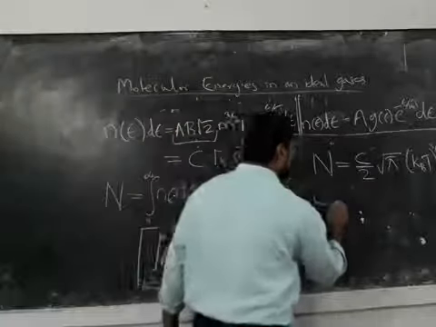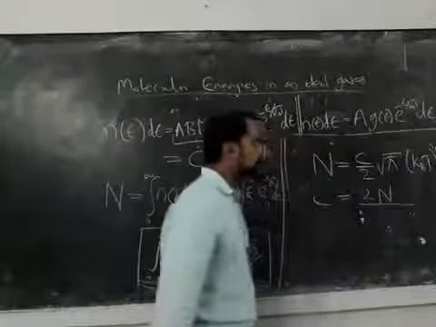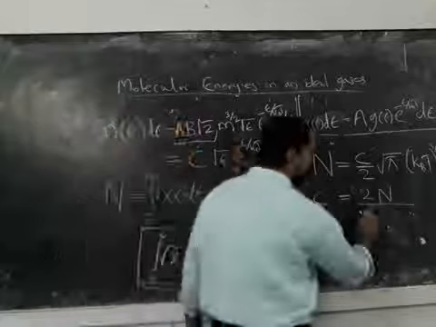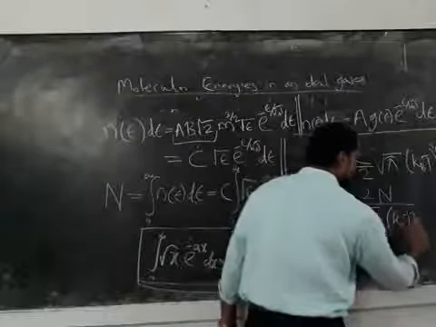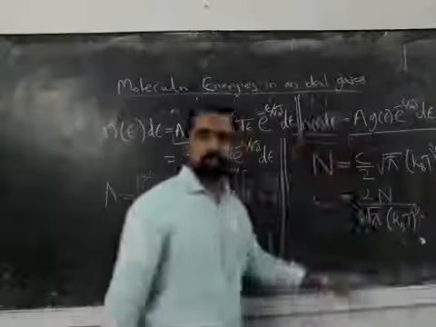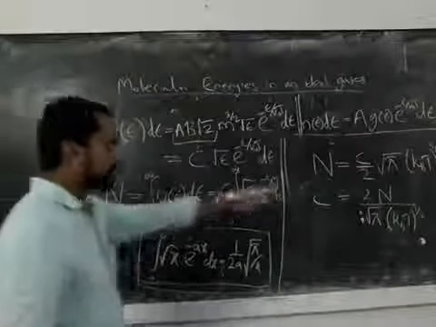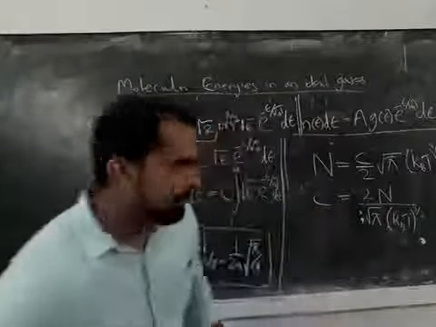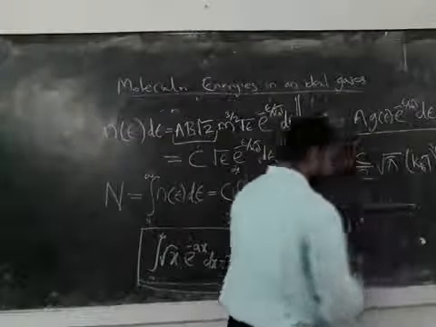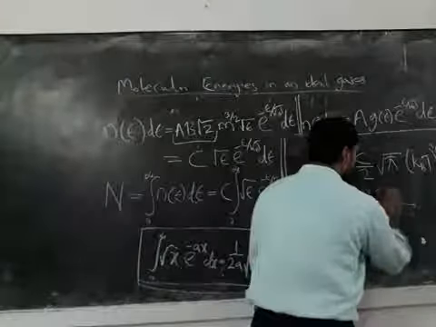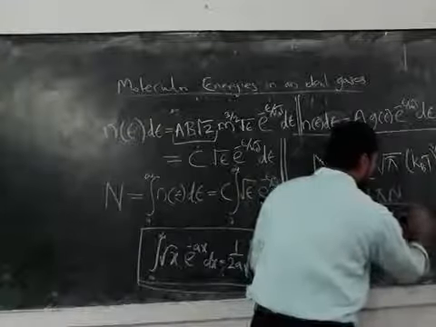So your C is equal to 2 capital N divided by root pi, kBT raised to 3 by 2. Now you got the constant C. You may rewrite it in a different way, by multiplying with pi in the numerator and denominator. Then you will get 2 pi N by pi kBT raised to 3 by 2.